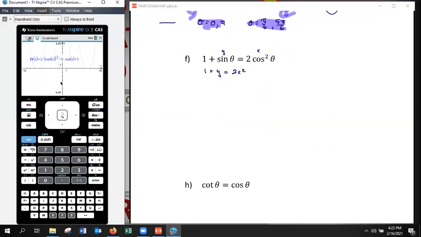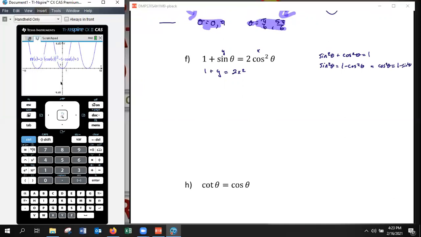And the way that we know goes back to the most important Pythagorean triple, sine squared theta plus cosine squared theta equals 1. So, if sine squared plus cosine squared equals 1, we have 2 potential outcomes. We could say sine squared is equivalent to 1 minus cosine squared theta, or we can say cosine squared theta equals 1 minus sine squared theta.